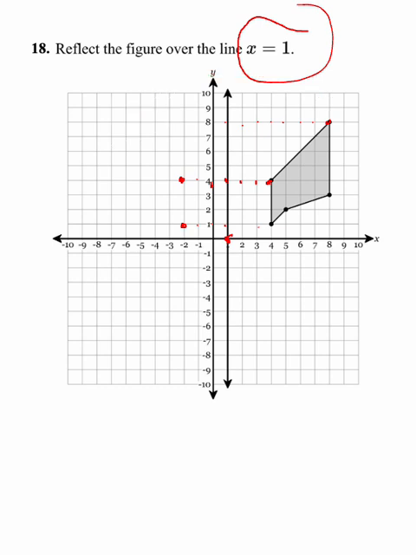Okay, so I'm moving 7 over to the left. 1, 2, 3, 4, 5, 6, 7. So that's where that point is going to reflect to. And then I'm going to do the last 2 points here. Okay, so this point is 1, 2, 3, 4. So I'm going to go over to the left side. 1, 2, 3, 4.